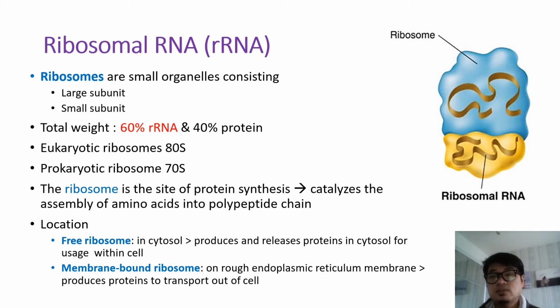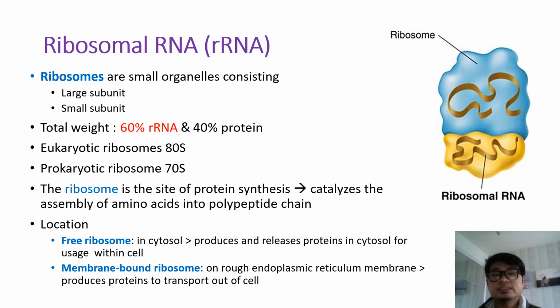Okay, as you can see from the figure here, the total weight of the ribosome consists of 60% rRNA and the remaining 40% is protein. In eukaryotic ribosomes, the size of the ribosome is 80S, as compared to the prokaryotic ribosome, which is only 70S. Meaning that 80S is much larger than 70S.